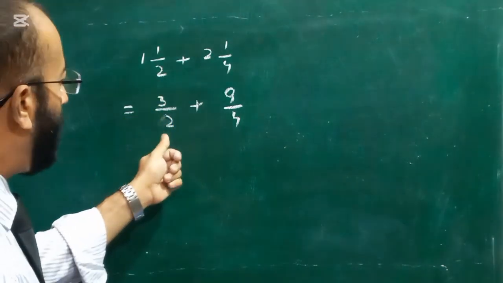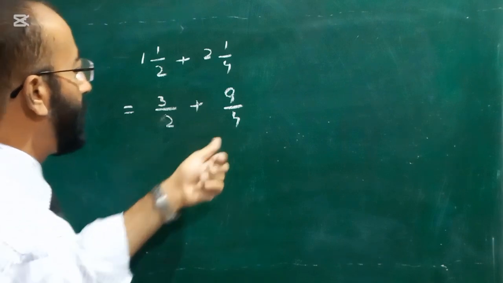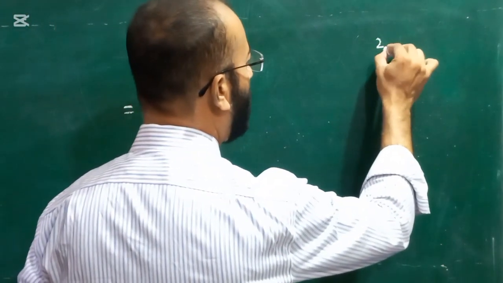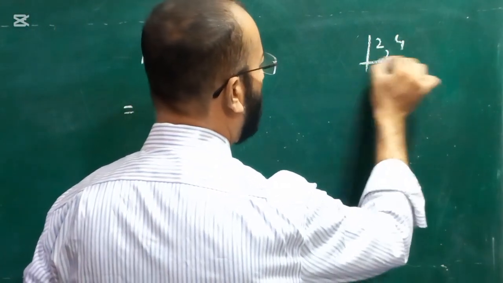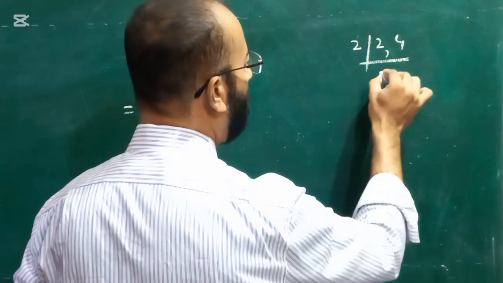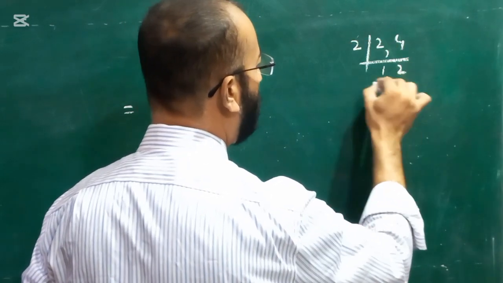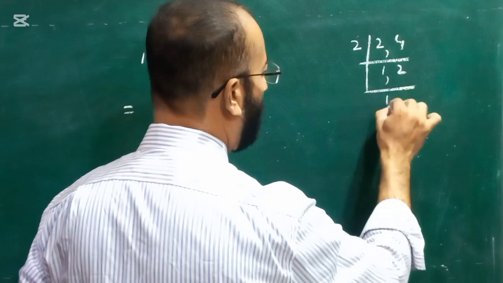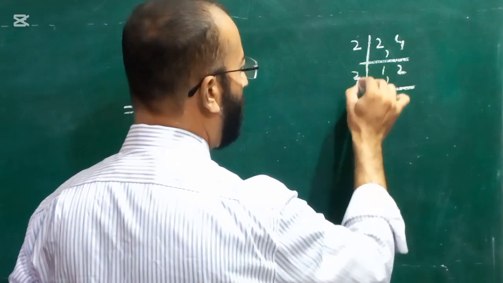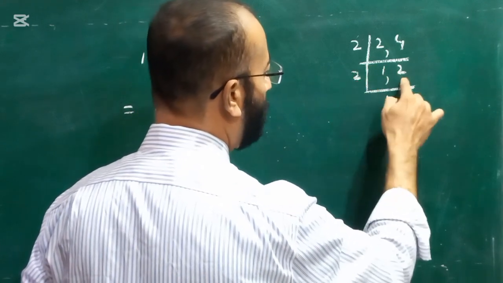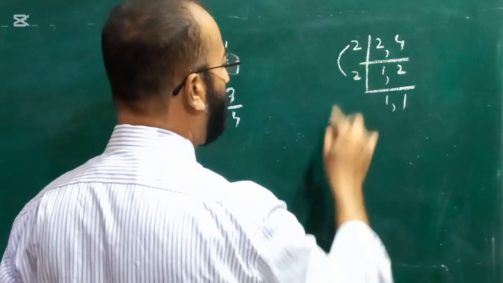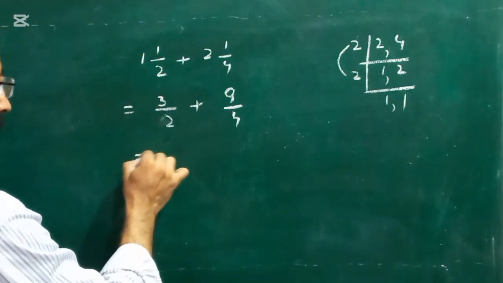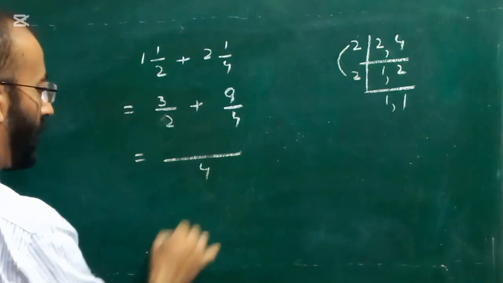Now we will take the LCM of the denominators, that is 2 and 4. So here is the LCM. In 2's table these numbers are coming: 2 ones are 2 and 2 twos are 4. This 1 will come down as it is. Again in the table of 2, this 2 is coming, 2 ones are 2. So 2 twos are 4 is the LCM. That will be placed in the denominator now.